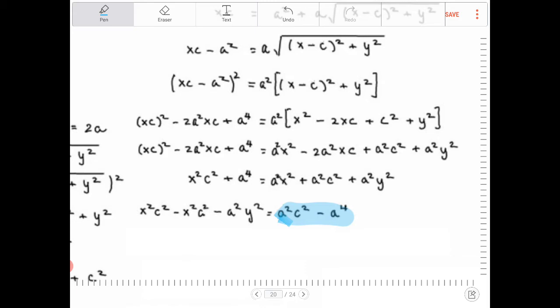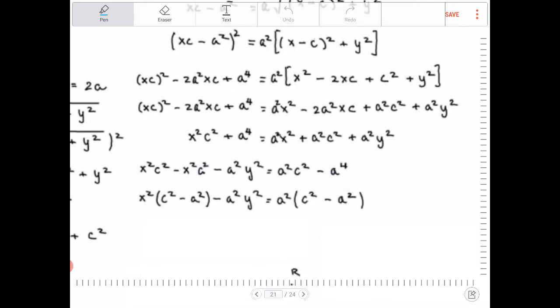And the situation becomes very familiar because here there's a common factor of x squared, and by factoring out an x squared, we're going to see that the two expressions I highlighted in blue will also have a common factor. I want to divide both sides by the entire right-hand side here. So thereby, I'm left with x squared over a squared minus y squared over c squared minus a squared equal to 1.